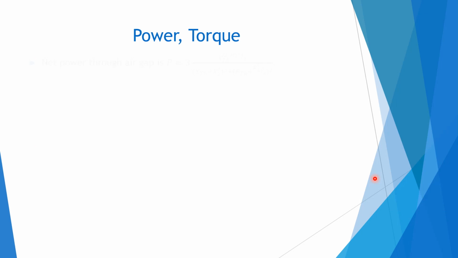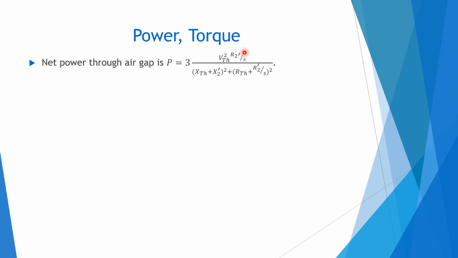Now the power and torque. So the net power through the air gap is 3 times, if you actually calculate. Now this is per phase, so that is why I multiplied by 3. This is the Thevenin equivalent circuit. So now let me explain some terms that I've just thrown around.